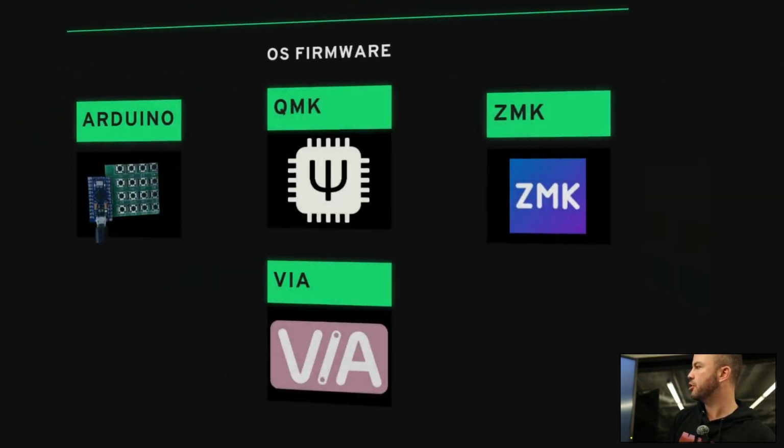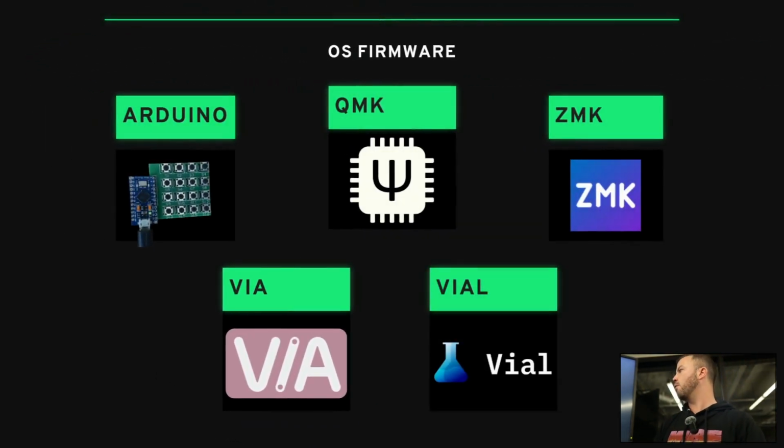There were some issues with VIA, and so there is a fork called Vial, and that is probably where pretty much everyone is going if you want to be able to configure it. At the end here, we'll show one keyboard that's flashed with Vial, just to have an idea of what it looks like. But those are the main players in the open source firmware space that allow you to change what your keyboard does.